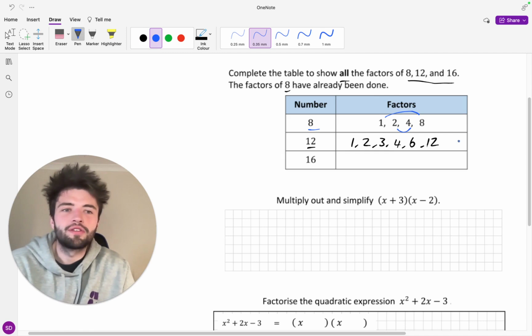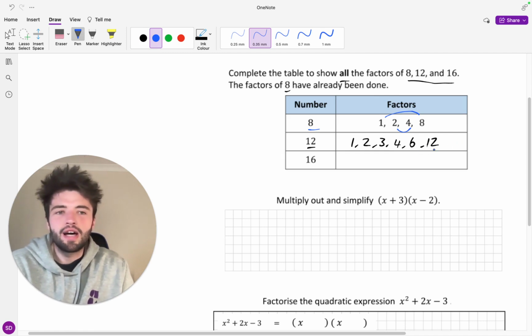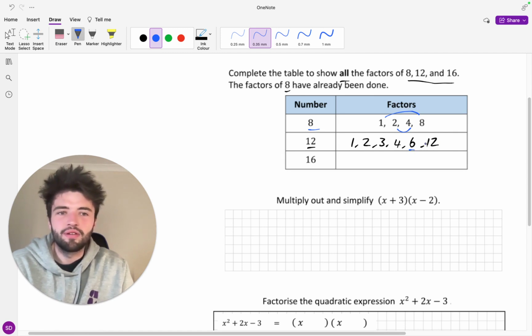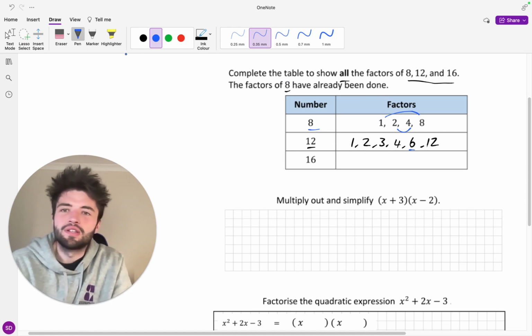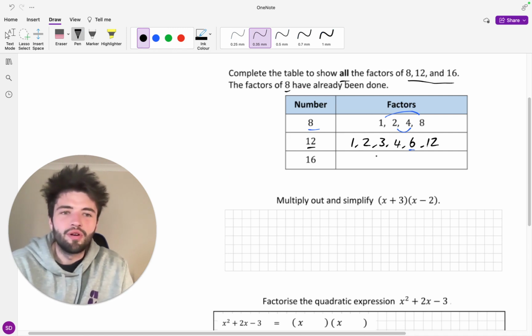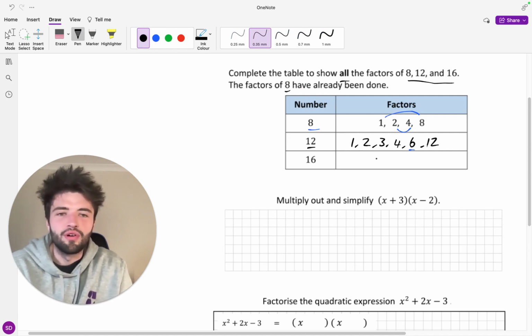And the good thing about factors as well is that once you get up to halfway through, so if you do it this way, once you get up to 6, there are going to be no factors which are larger than 6 and less than 12. So 8's not going to work and 10's not going to work. So that's always a nice thing to know, that you can just stop halfway through, because no other number that's greater than half of 12 is going to work.